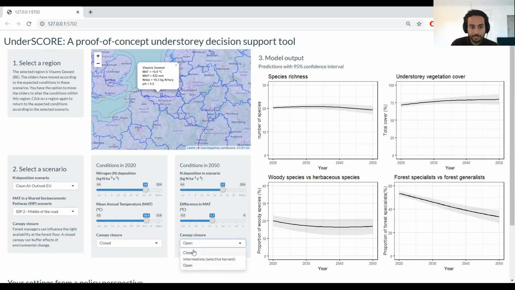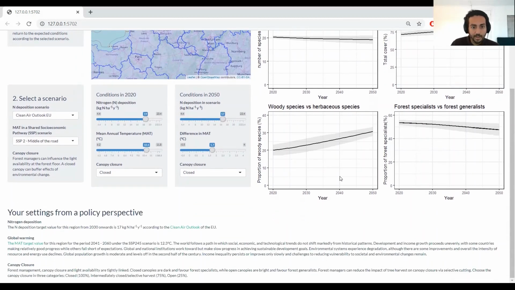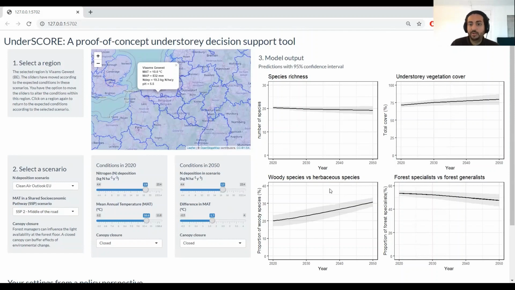Let's see what happens if we change this forest type to a closed forest type. Well, then we see that this decline is much less pronounced. This is important for biodiversity conservation because these forest specialists are often the vernal species, the ones that flower in early spring, and are often of conservation concern. We see also a sharp increase in the amount of woody species with a closed canopy, and no real change in the amount of species and the understory vegetation cover. And so if we put these items together, we get a quite good idea of what compositional shift in the forest could occur.